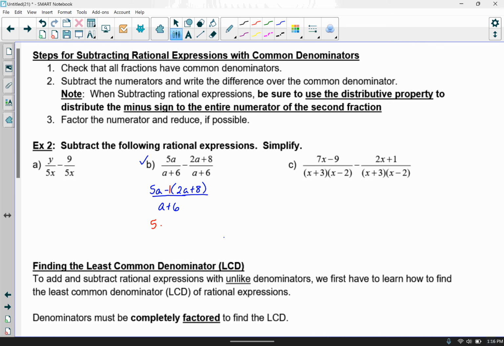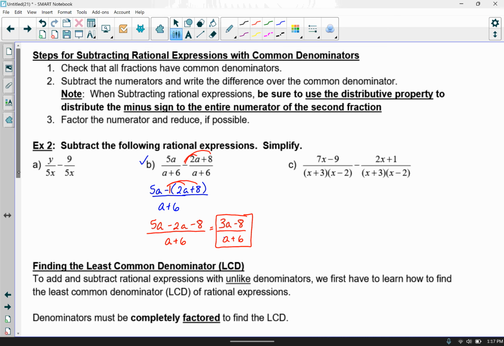So this becomes then 5a minus 2a, and then -1 times 8. So I'm right, -1 times 2, that's how I was getting my -2a, -1 times 8, so minus 8, all over a plus 6. Let's do a cleanup here. 5 take away 2, so that's 3a minus 8, all over a plus 6. If there was any further factoring that I could do, I would, but here there isn't any, so I am good to go and stop right there. That's my final answer, okay? So just be sure with subtraction that you always take that minus sign and distribute it to the entire numerator behind it, okay?